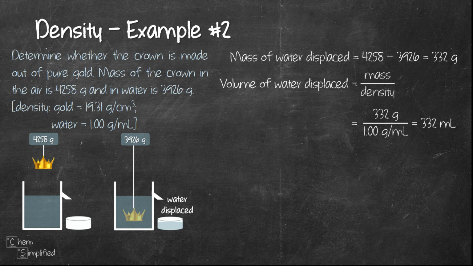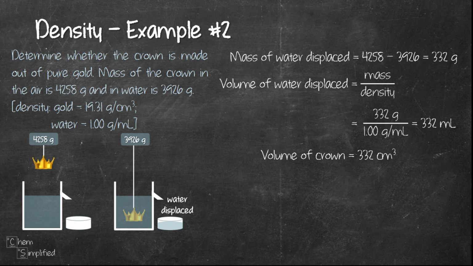Since the water that is displaced out is due to the submerged crown, we can conclude that the volume of the crown is also the same as the volume of the water that is displaced out, which is 332 cm cube. Notice I just changed the unit ml to cm cube because I'm now talking about the crown. Crown is a solid object, so I'm using the appropriate unit for solid.